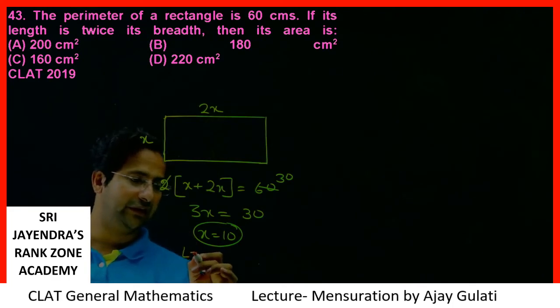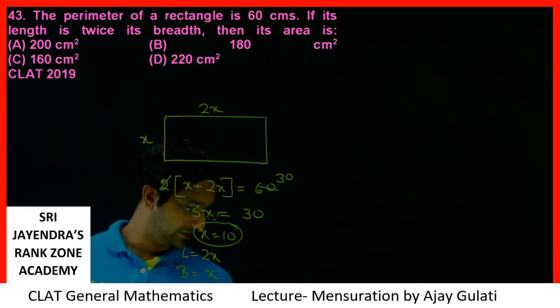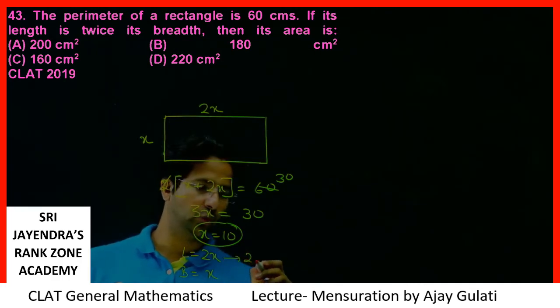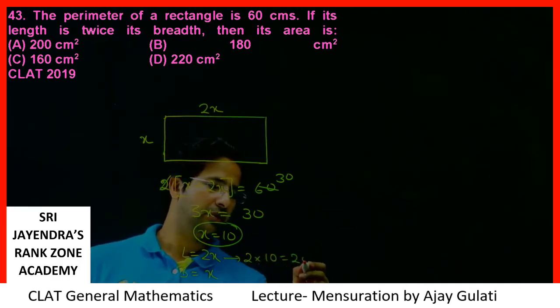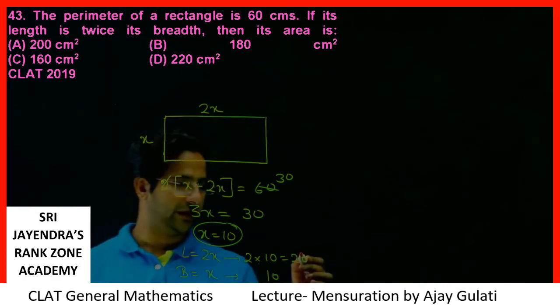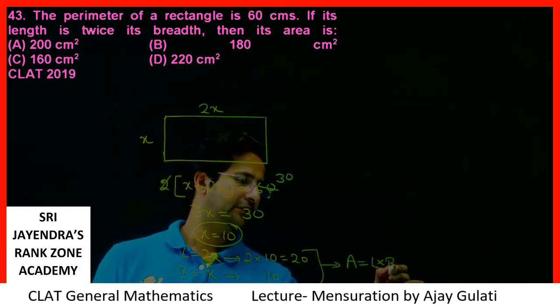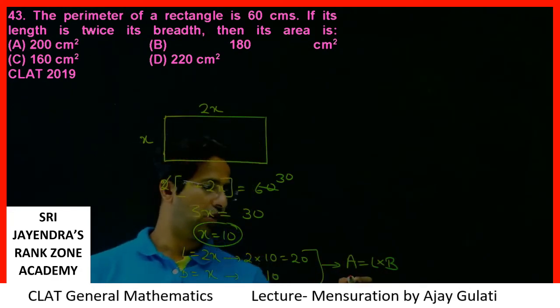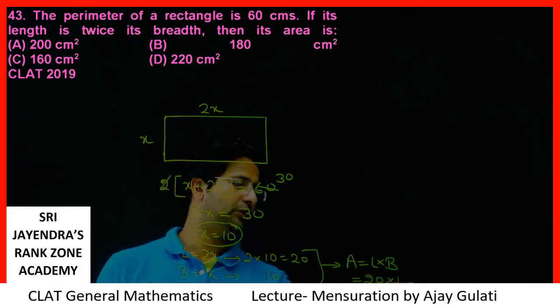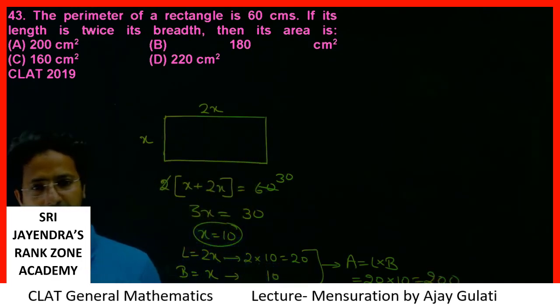What is the length? Length is 2x, and breadth is x. So I can say 2 into 10, 20. Breadth is x only, 10. Now what will be the area? The area is length into breadth, or I can say 20 into 10. 200 is your answer, and I'm sure it must be clear to all of you.